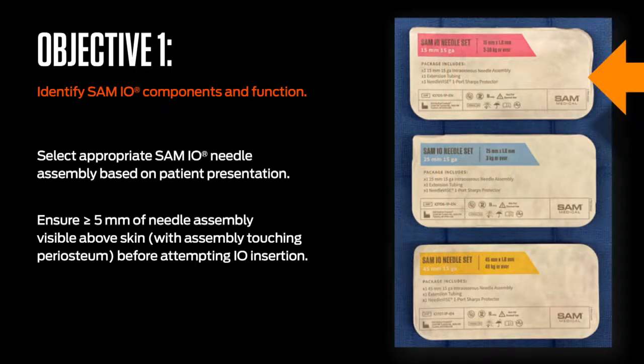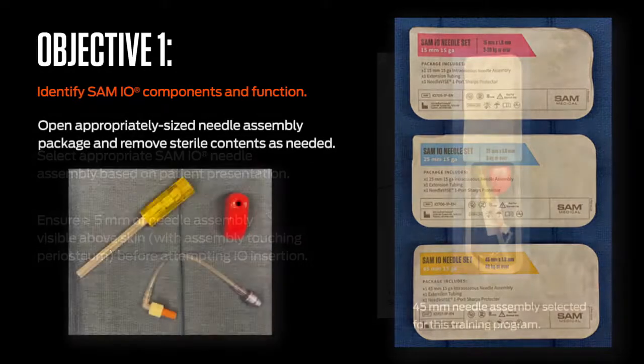The 15mm needle assembly is suggested for patients with non-existent to limited overlying adipose tissue. The 25mm needle assembly is suggested for patients with minimal to moderate overlying adipose tissue, and the 45mm needle assembly is suggested for patients with moderate to excessive overlying tissues.